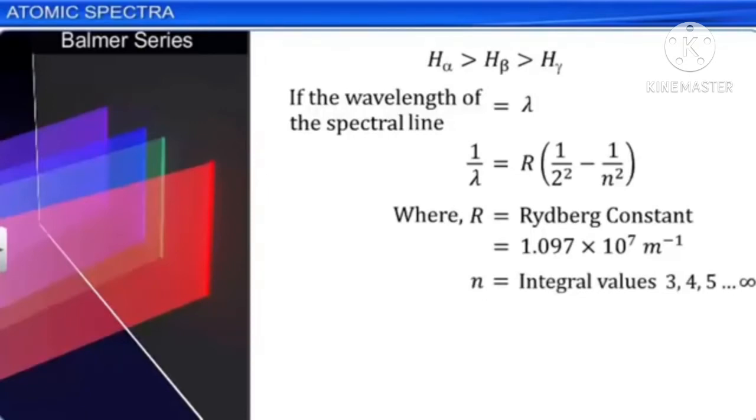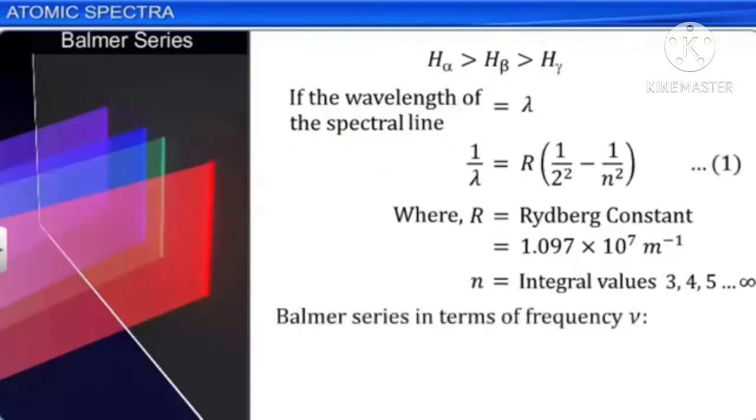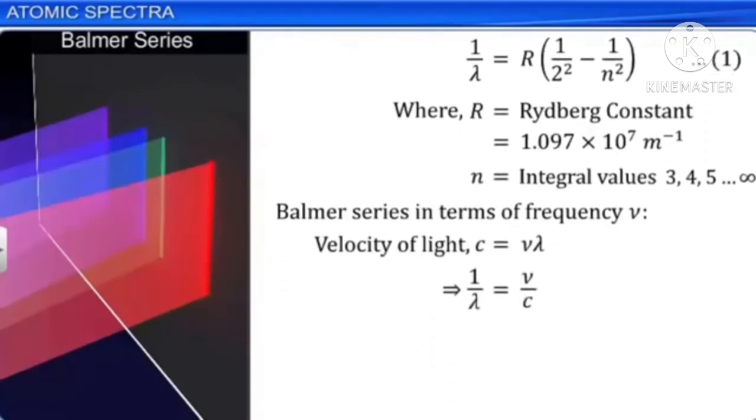Balmer series can also be written in terms of frequency, nu. We know that velocity of light c is equal to nu lambda. That implies 1/lambda = nu/c. Substituting this value of 1/lambda in equation 1, we get nu = Rc(1/2² − 1/n²).